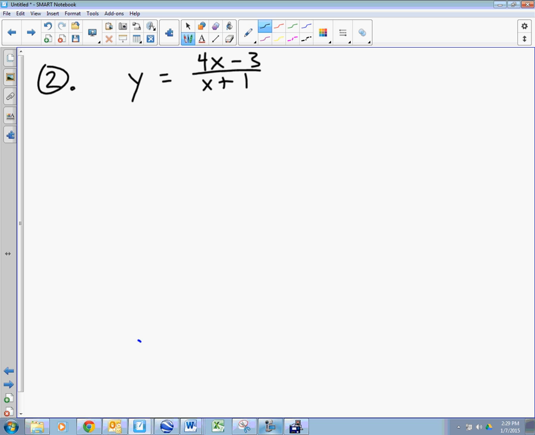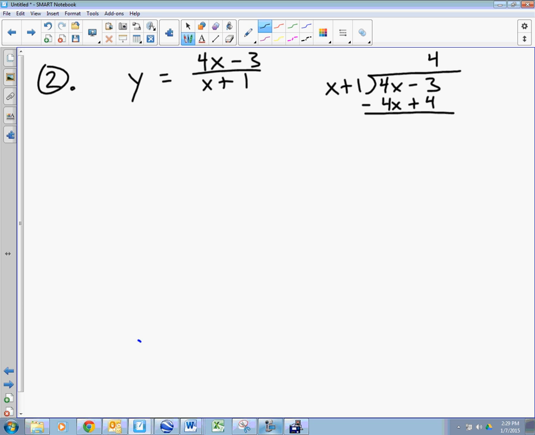Totally different scenario. Why is this different? There's an x on the top and an x on the bottom. We can put it in a form that we could graph if we simply do something, if we divide it. So it's asking to be divided. It says 4x minus 3 divided by x plus 1. If I simply carry that operation out, how many times does x plus 1 go into 4x minus 3? 4 times. I get 4x plus 4.